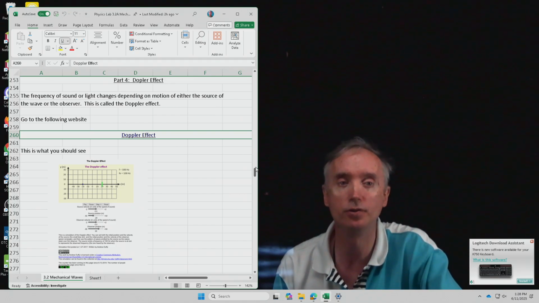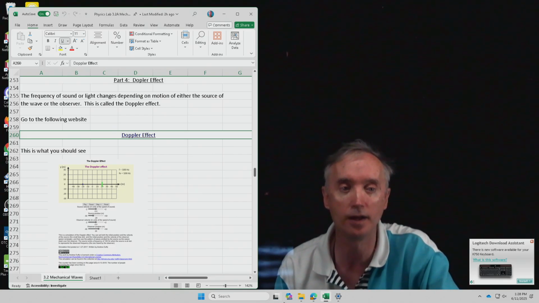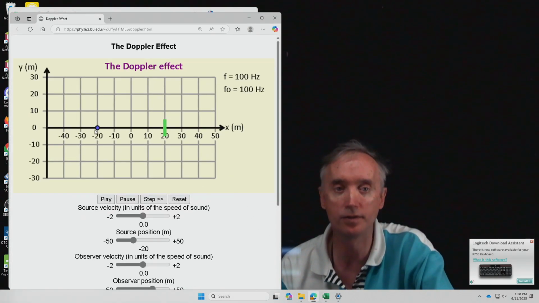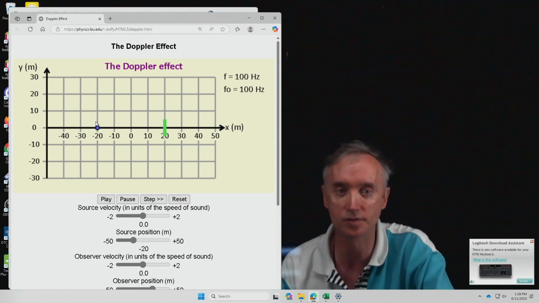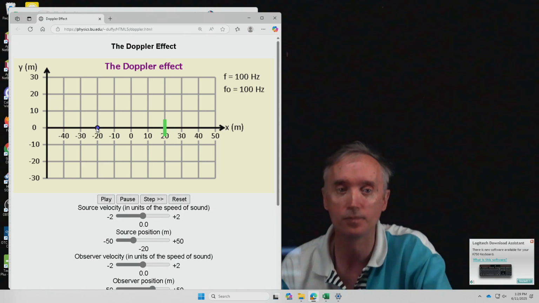So what I need you to do is to go to Doppler Effect. So go ahead and click on this link, and I have gone ahead and done it for you. And so here it is. So the blue dot represents the source of the sound. So maybe this is a siren or something that's going to be emitting waves. And then over here, the green thing, that's going to be you. So you're the observer. This is the source of the sound.